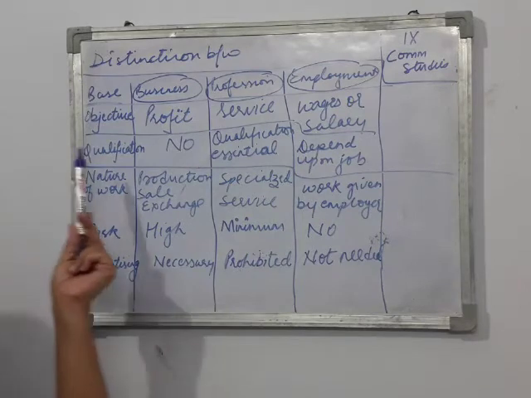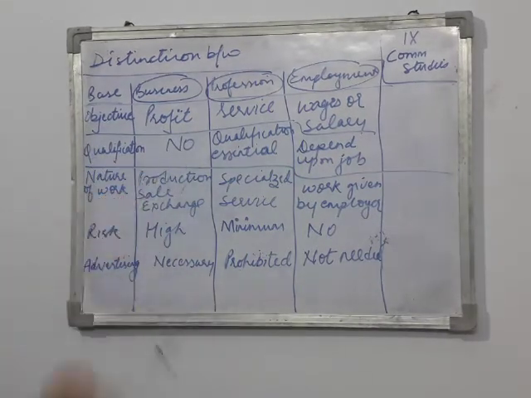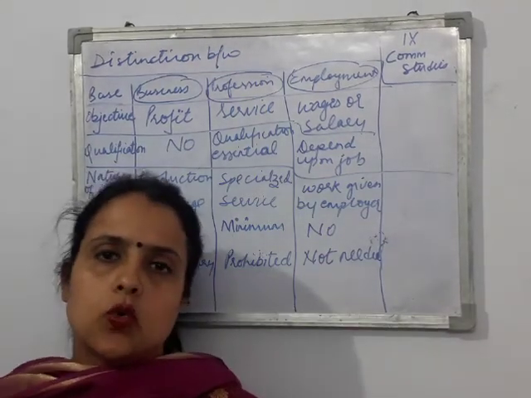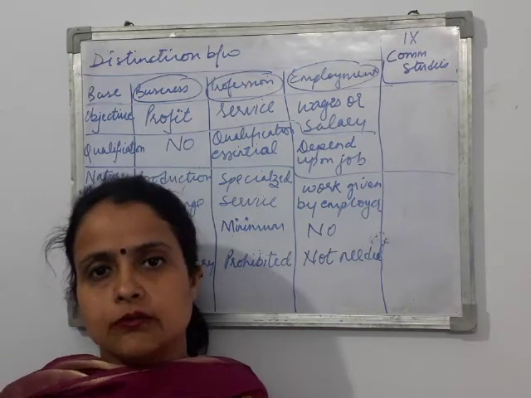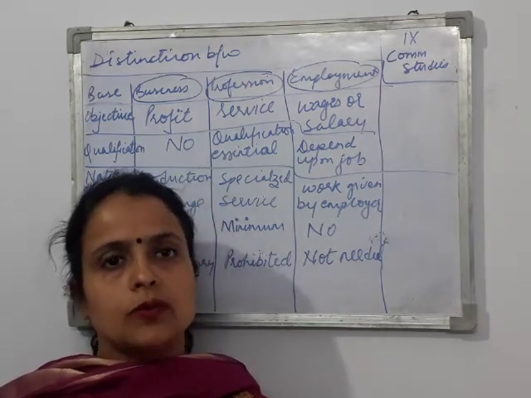Now the next base of difference is qualification. The qualification in business: no such qualification is required. For doing any type of business, there is no qualification required. If you are well educated, you can do business. If you are not educated, then still you can do business.